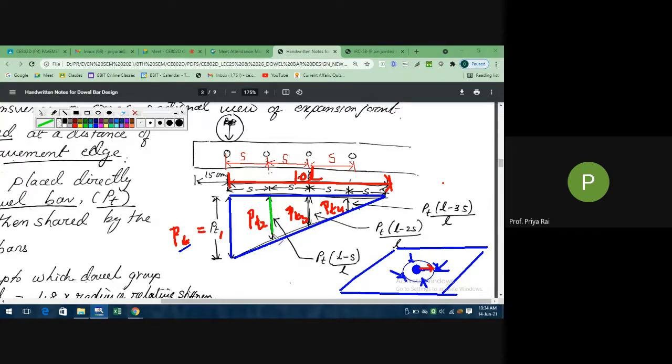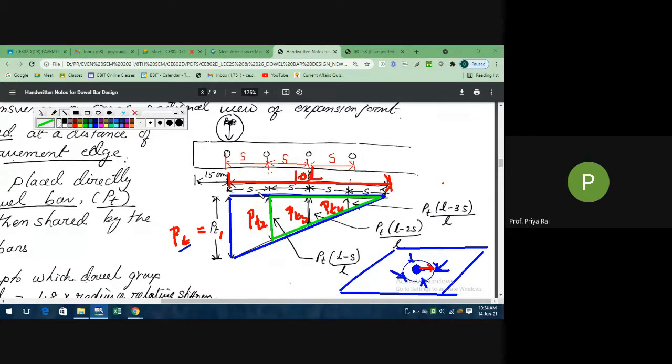Now suppose you draw another triangle whose height is PT2. What will be the base of this green triangle? Blue triangle and green triangle, are they similar triangles? Yes, they are similar triangles, because this angle is the same, this is 90 degrees, so obviously this angle will also be the same.